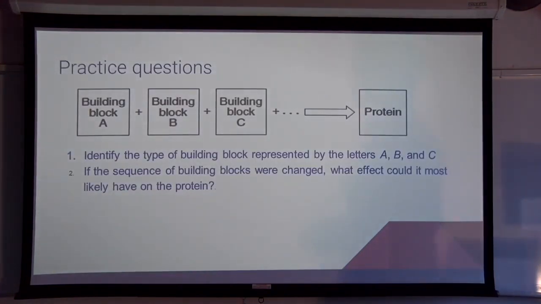All right, so let's do a couple practice questions. First one, and this is going to take us to page 14 in our review packet. Building blocks 1, 2, and 3, or A, B, and C, form protein. Identify the type of building block present in A, B, and C. Second, if the sequence of building blocks is changed, what effect could it most likely have on the protein?